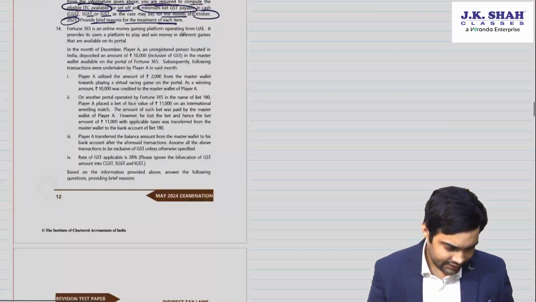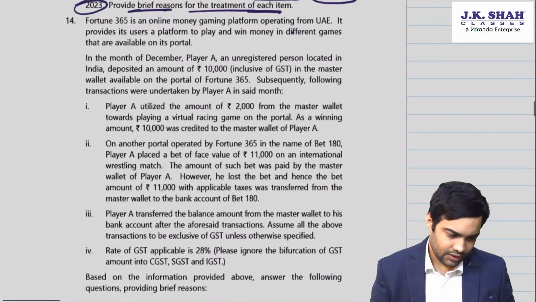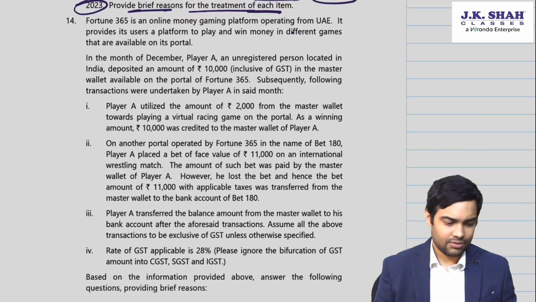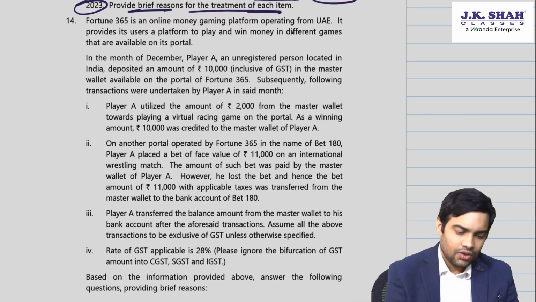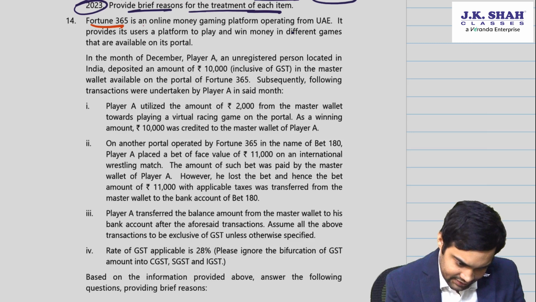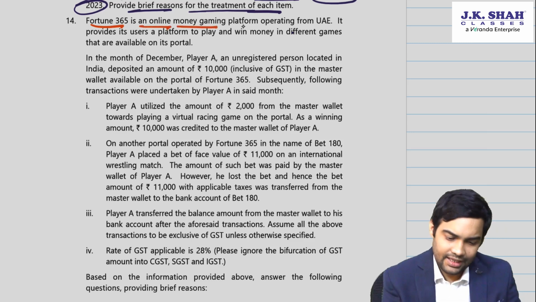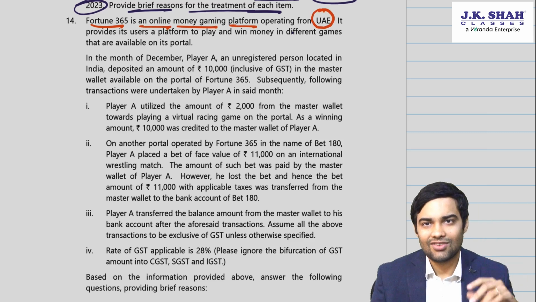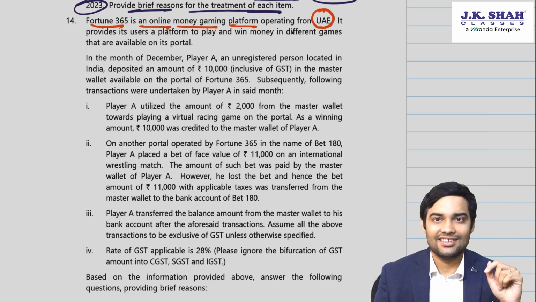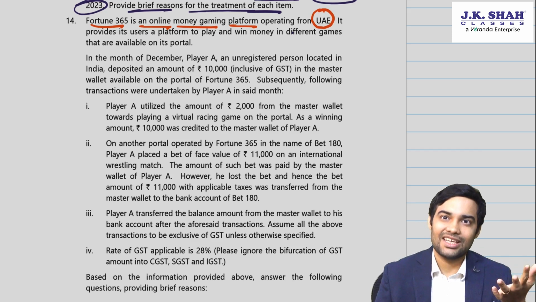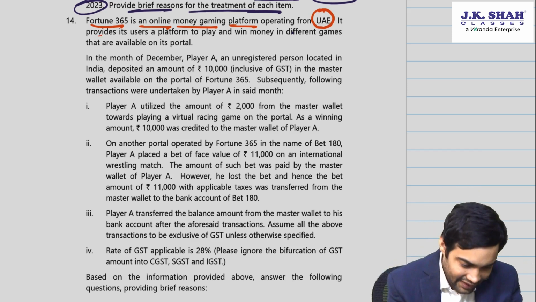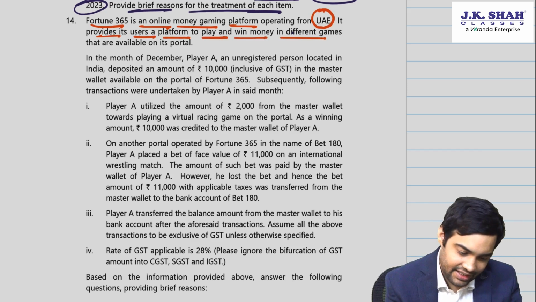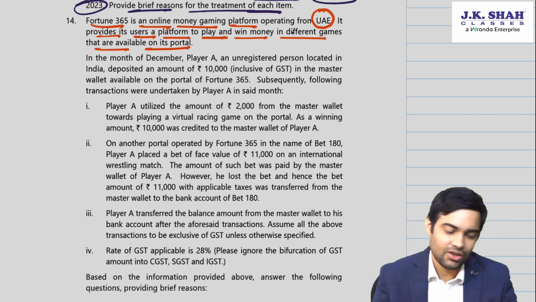Okay, let's now go to question number 14. Fortune 365 is an online money gaming platform operating from UAE. Doesn't matter, even if they are operating from outside India, take registration in India and discharge GST. New amendment, online money gaming industry. It provides its users a platform to play and win money in different games that are available on its portal.